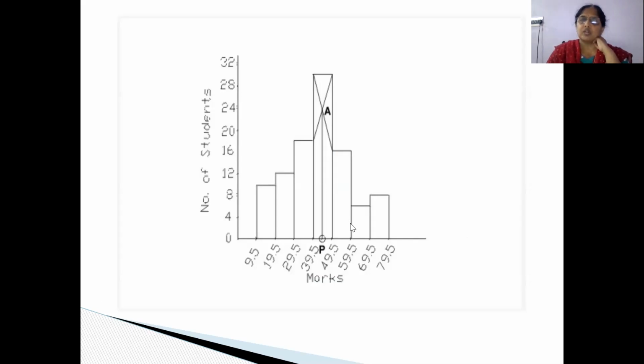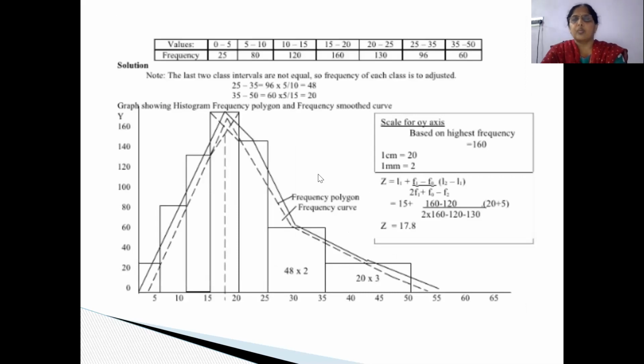So this is called as mode. Next come to another problem. Here we have worked out the histogram and frequency polygon and frequency curve also. So I have already explained what is meant by frequency curve, what is meant by frequency polygon. Frequency polygon means the centers of these bars are connected by pointing the midpoint of each bar and connecting by using the scale.